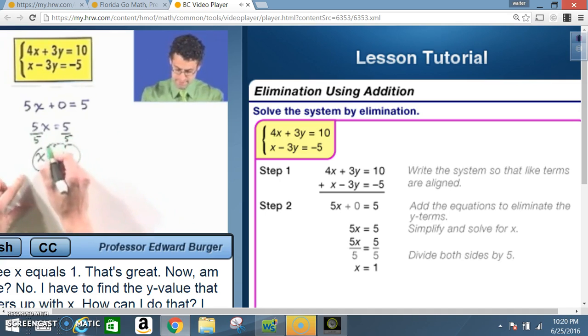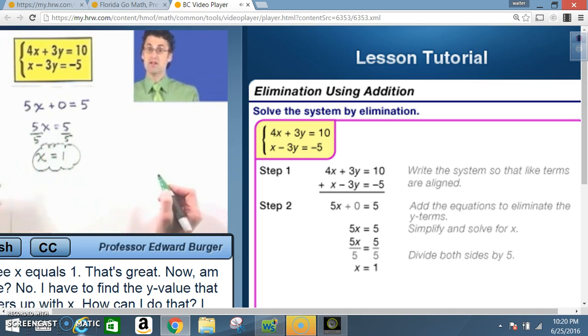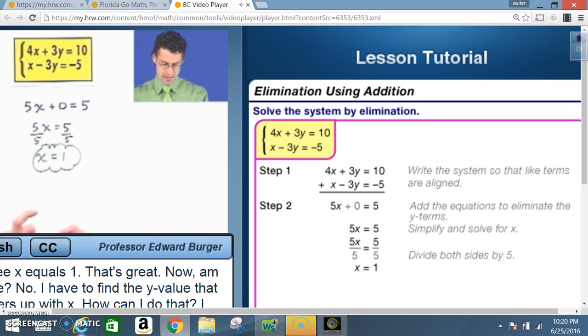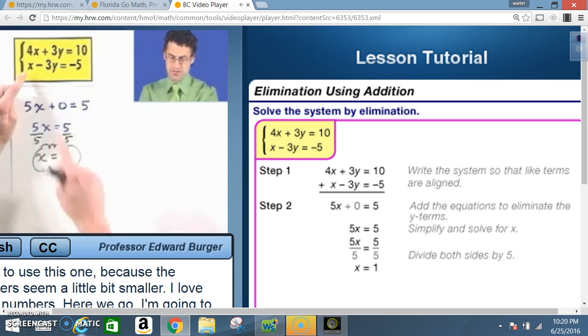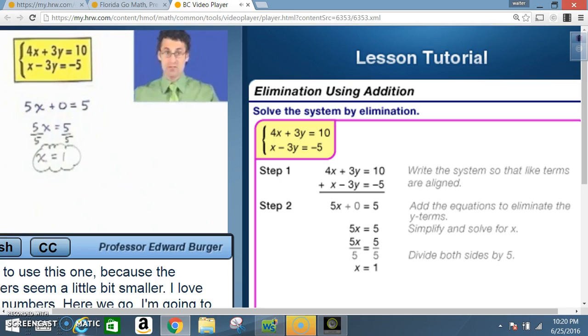Well, that's great. Now, am I done? No, because I have to find the y value that partners up with the x. How can I do that? Well, I can do that in either of the equations I want. All I've got to do is take one of these, plug in x equals 1, and solve for y. And you can use either one. I'm going to use this one because the numbers seem a little bit smaller, and I love small numbers.